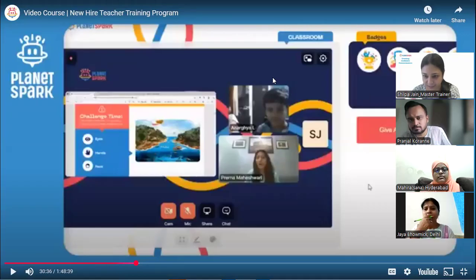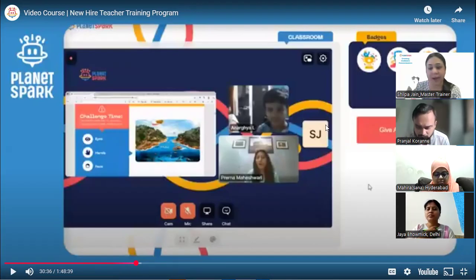Anargya, the learner. Prerna, the educator. The third participant, mic off, camera off, initials SJ. She is the auditor in the classroom. Be prepared for that. Once you join Planet Spark, the auditors, evaluators, they can join your class. Their mics would be off, their cameras would be off. They will be observing your sessions, and after the session, they will be giving you a feedback. Okay, so be prepared for this.